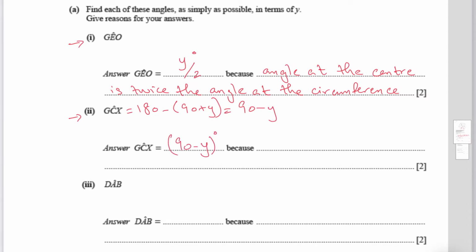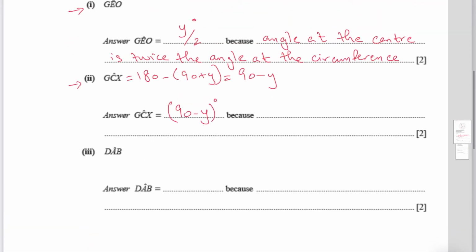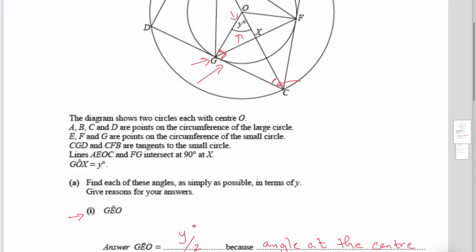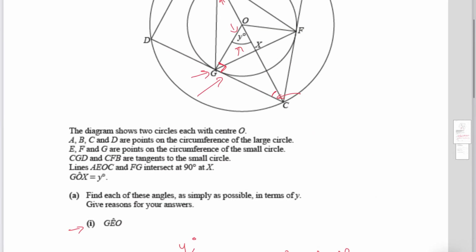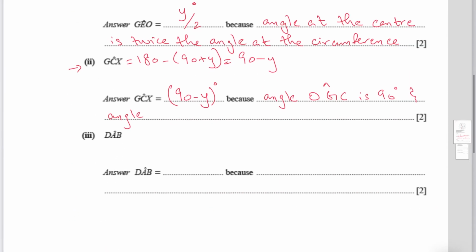And the explanation that you can give is that angle OGC is 90 degrees and angle GOC is Y degrees. So when you add the 2 and subtract it from 180, you will get 90 minus Y.